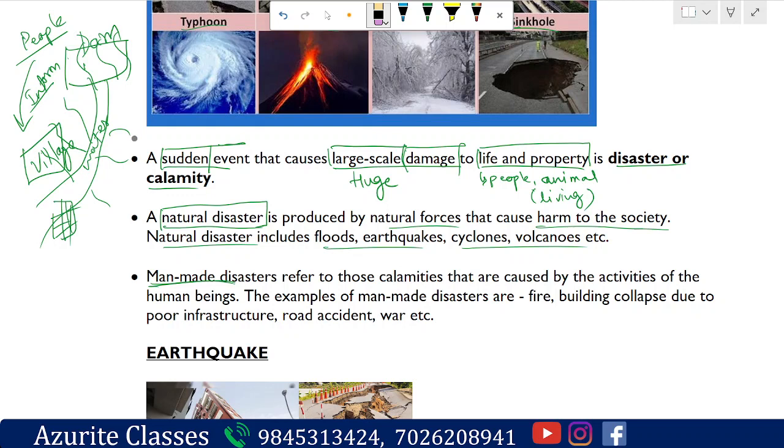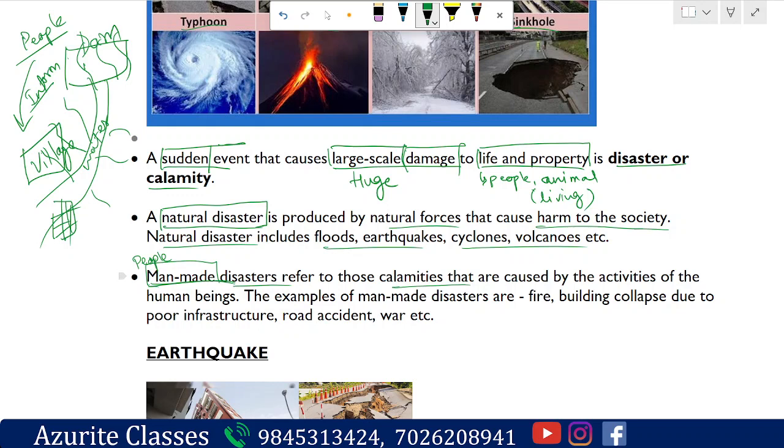If it happens suddenly, people will not know, so there will be damage. But technology has improved so that people can be alerted and can take shelter safely. Understand? Man-made disasters refer to those calamities that people cause. Let's take an example: if you light a fire and it catches somewhere else, it will become big. So people cause it means we make our own problems.